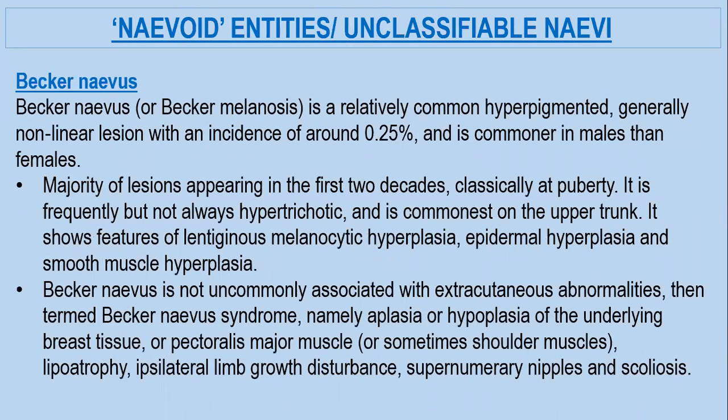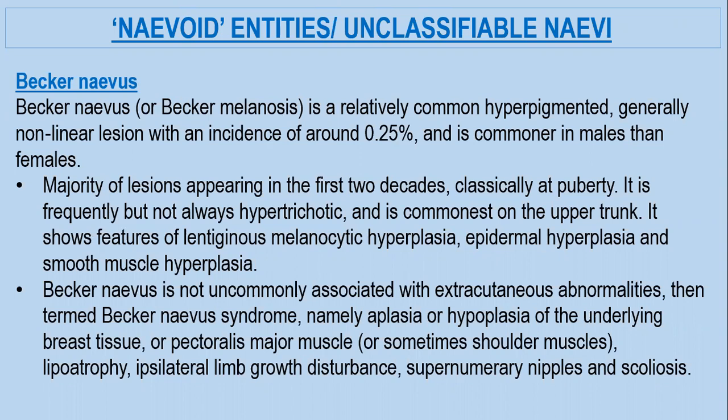The nevoid entities, which are also called the unclassifiable nevi. Becker nevus is one type of nevus which can be classified neither in the congenital epidermal nevi variety nor the pigmented nevi variety. The Becker nevus or Becker melanosis is a relatively common hyperpigmented, generally non-linear lesion with an incidence of around 0.25%, and is more common in males than in females. The majority of lesions appear in the first 2 decades. So it is not present at birth and usually develops at puberty.